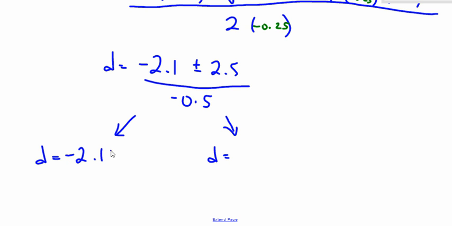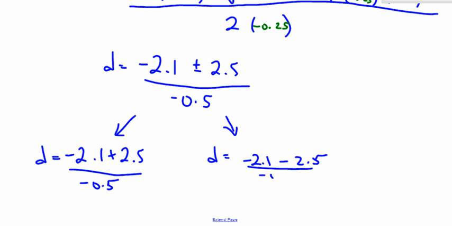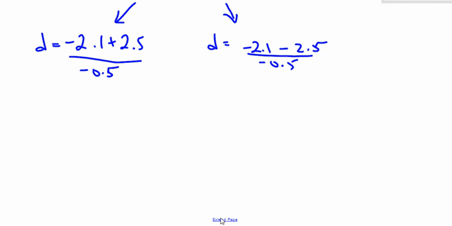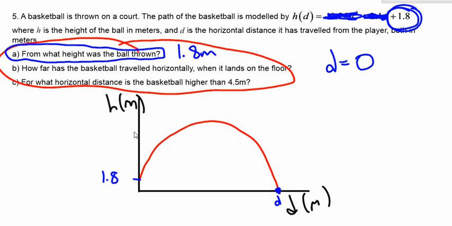One of them is negative 2.1 plus 2.5 divided by negative 0.5. And the other one is negative 2.1 minus 2.5 divided by negative 0.5. So if I calculate both of those out, I get here d equals negative 0.8, and here I get that d equals 9.2. So making sure that those make sense, I'm going to go back to my diagram.